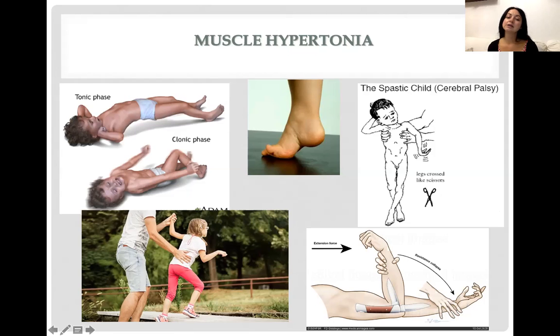It is the sign of the clasp knife when you flex and extend the limb of a child with spasticity. You can see the sudden relaxation of the joint when you try to flex or extend it. So first look at the picture: extension force, and then there is a resistance collapse like a knife. This sign is typical for spasticity in children and adults.